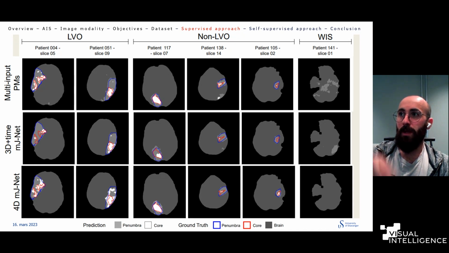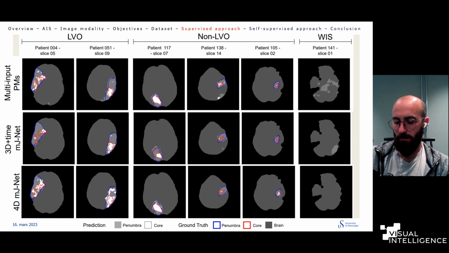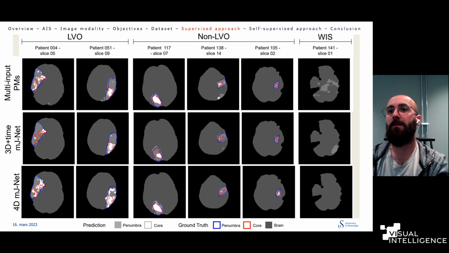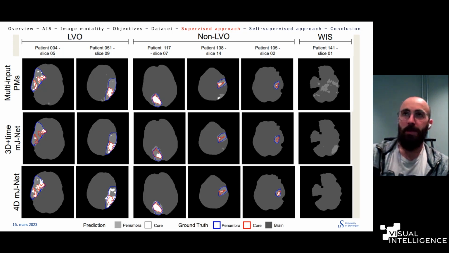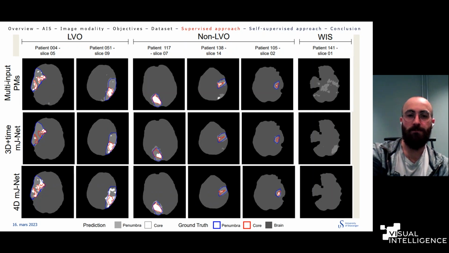It's really good at not predicting ischemic area in patients that actually don't have ischemic stroke. So the last column here on the right. So the model shows us that it's less prone to over-segmentation and is more accurate in the segmentation of the areas.